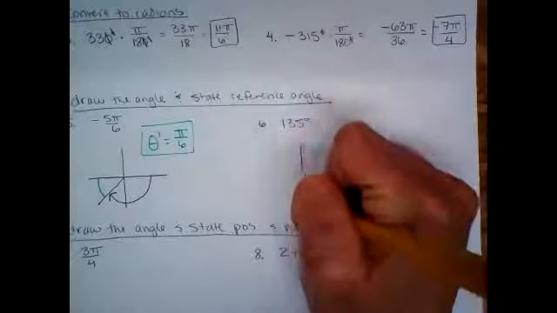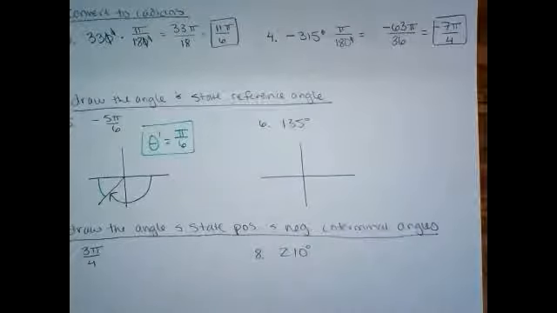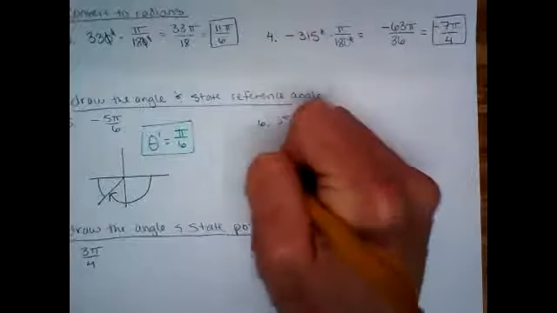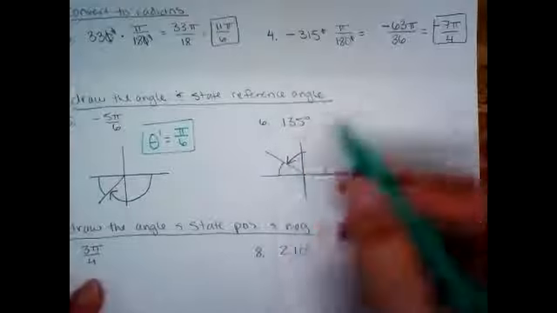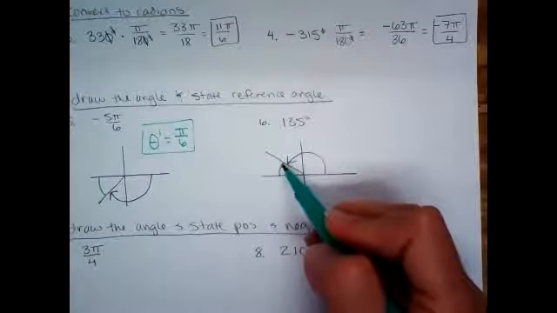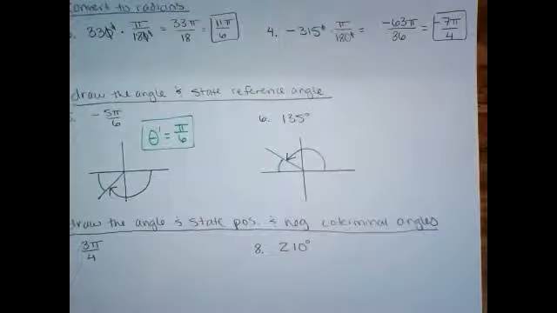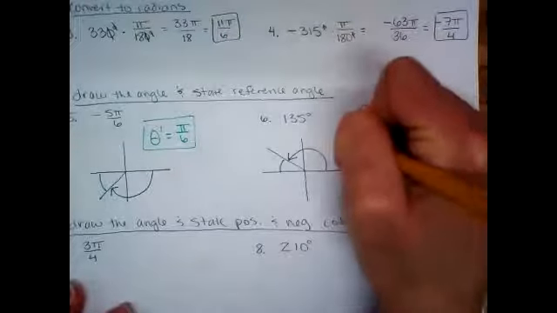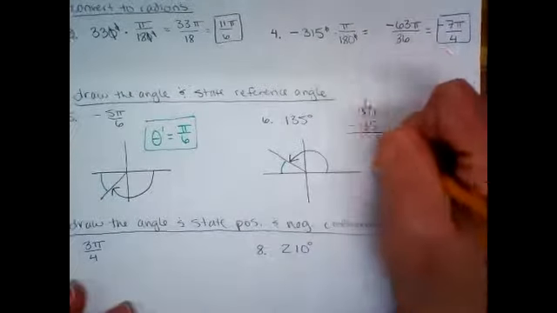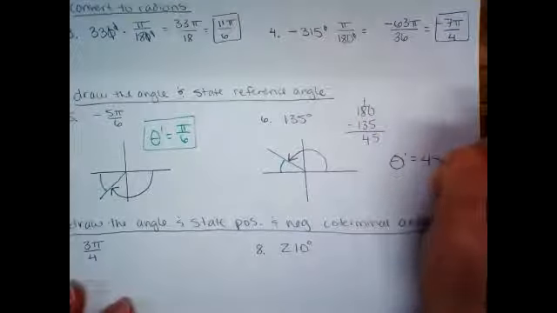All right, what quadrant is 135 in? Rotating forwards this time. Second, good. It will look like that. This is your reference angle. It's the acute angle with the x-axis. How can I get that amount? Subtract it from 180. Good. 180 minus 135. What is that? 45? 45 degrees.